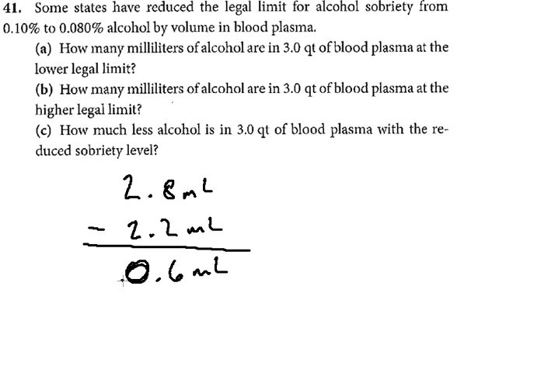I like to throw a 0 out in front so there's no doubt that that number is 0.6 and not 6. So there's 0.6 milliliters less in 3 quarts of blood with the reduced sobriety levels.